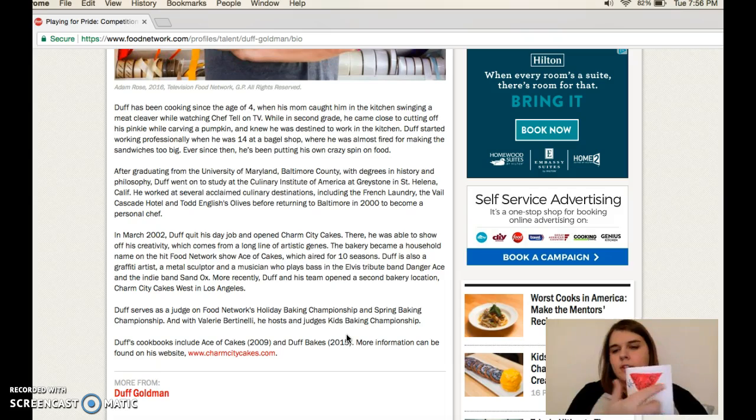The triangle that you're seeing here is the Ace of Cakes logo. I didn't have a gray marker. It's usually gray, so I went with red, which is the Kids Baking Championship color. So that's why I went with that one. But on the next one, question 2 asks, what did they do before they found their way into food?